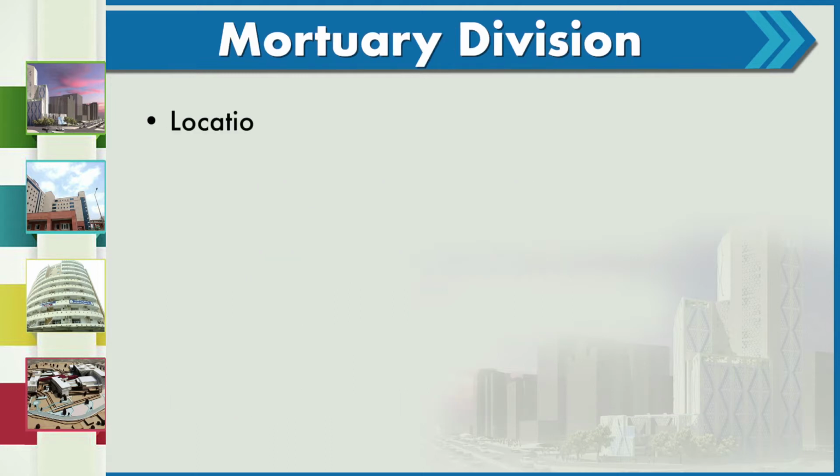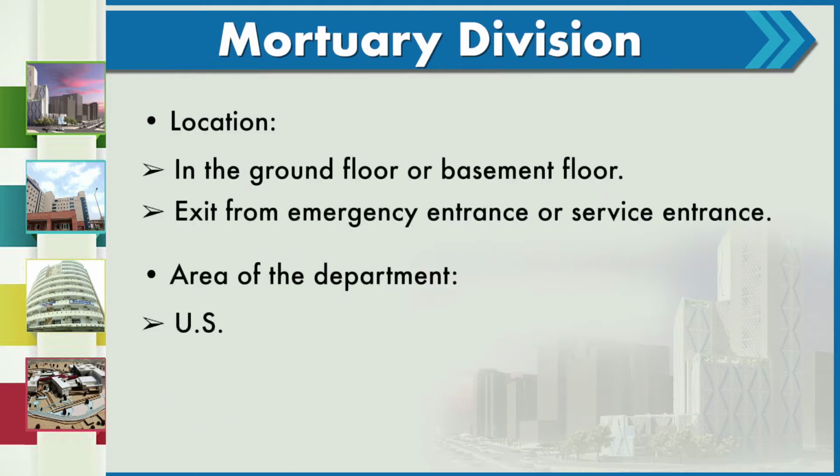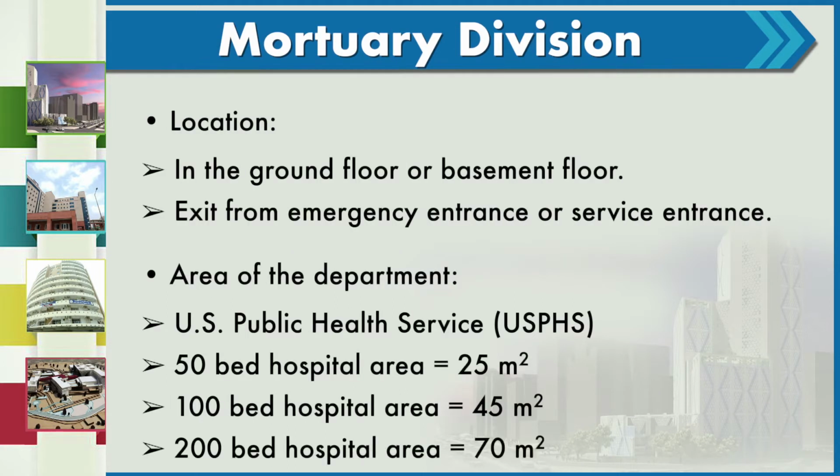Mortuary division. Location: it should be on the ground floor or on the basement floor, with the exit from the emergency entrance or service entrance. The area as per the US standards is, for a 50 bed hospital, 25 meters square. For a 100 bed hospital, the area is 45 meters square. And for a 200 bed hospital, it is 70 meters square.